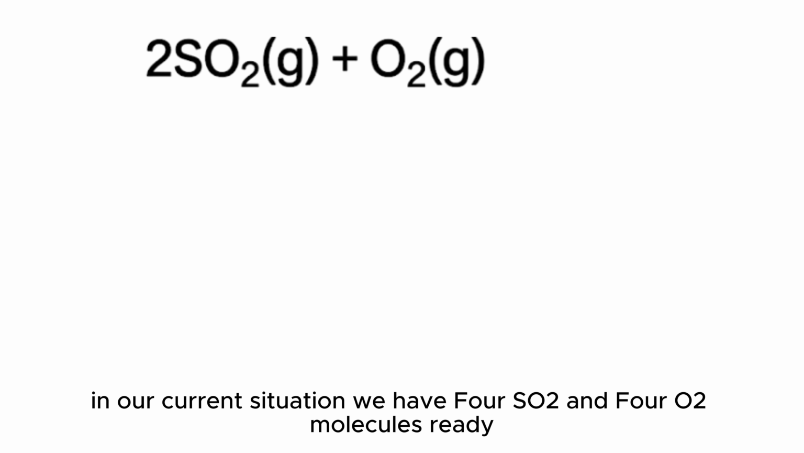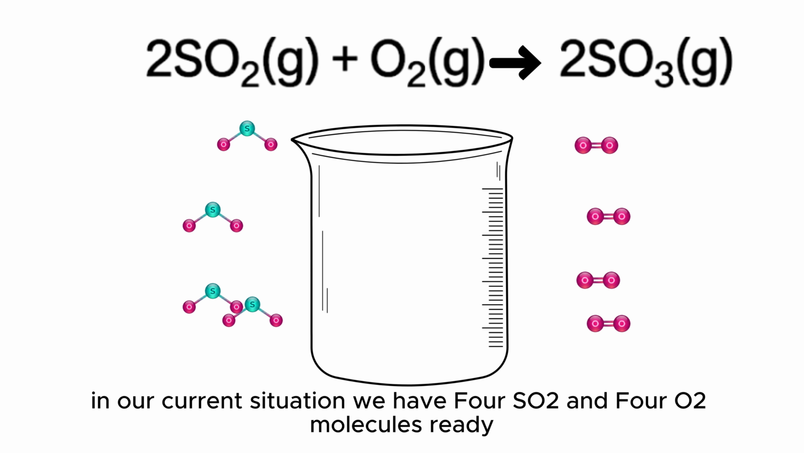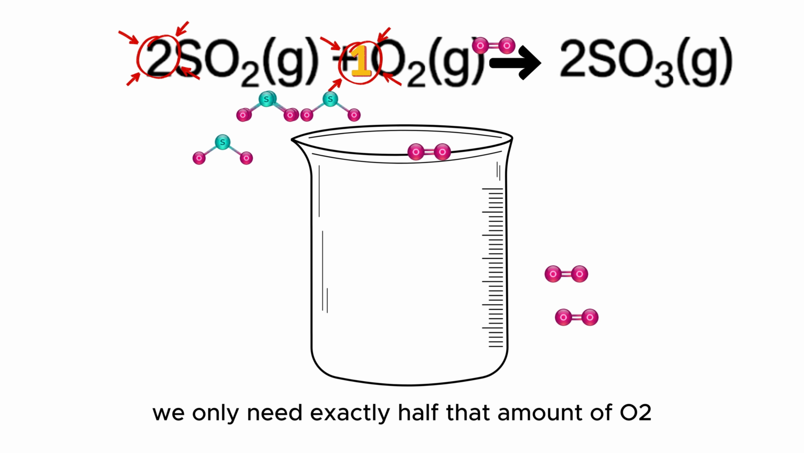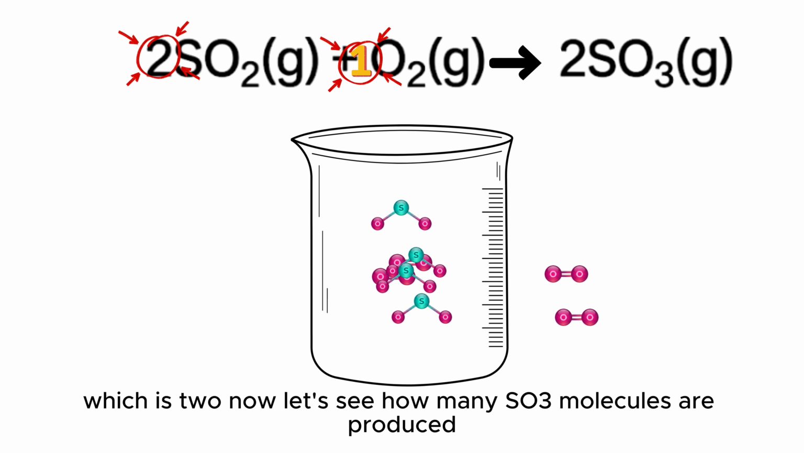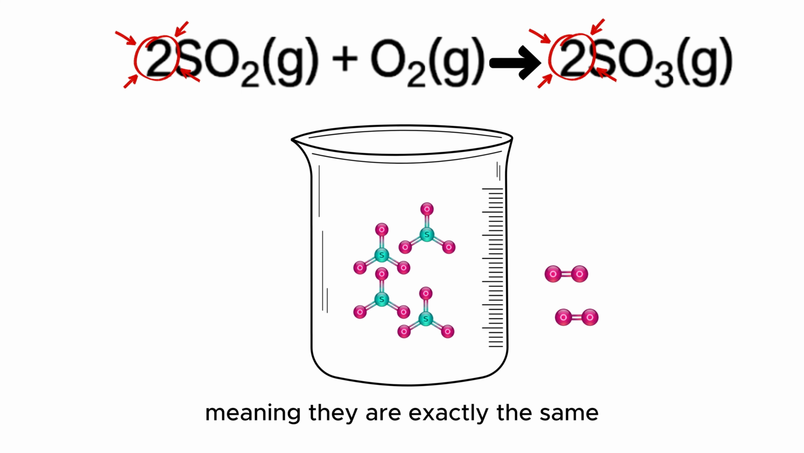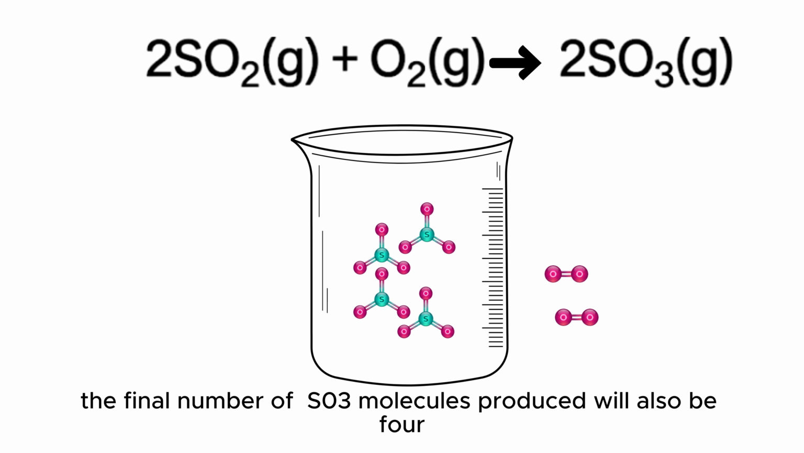In our current situation, we have 4 SO2 and 4 O2 molecules ready. Based on the 2:1 ratio, to completely react all 4 SO2 molecules, we only need exactly half that amount of O2, which is 2. Now let's see how many SO3 molecules are produced. The equation shows the ratio of input SO2 to output SO3 is 2:2, meaning they are exactly the same. Therefore, since 4 SO2 molecules reacted, the final number of SO3 molecules produced will also be 4.